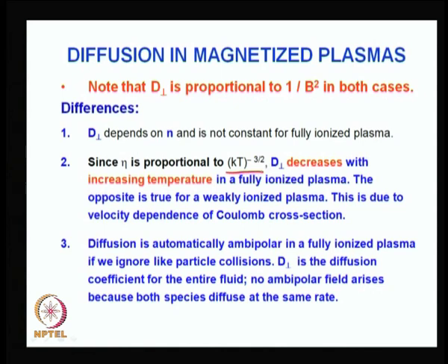The third difference is that diffusion is automatically ambipolar in a fully ionized plasma if we ignore like particle collisions. It is the diffusion coefficient for the entire fluid. No ambipolar field arises because both species diffuse at the same rate. So, these are the differences between diffusion in a weakly ionized magnetized plasma and a fully ionized magnetized plasma.